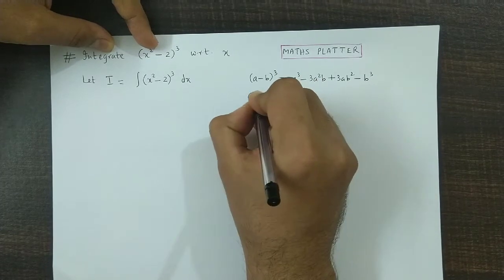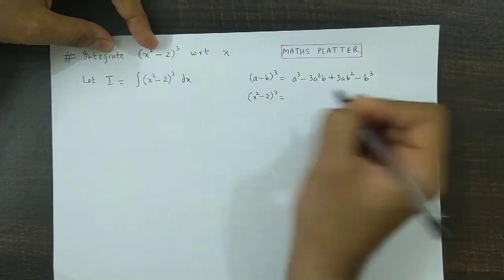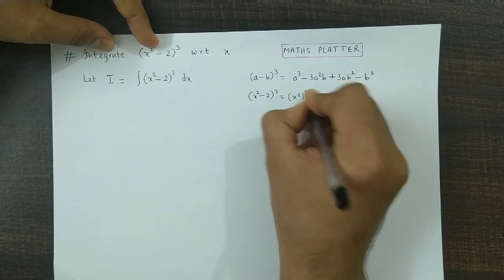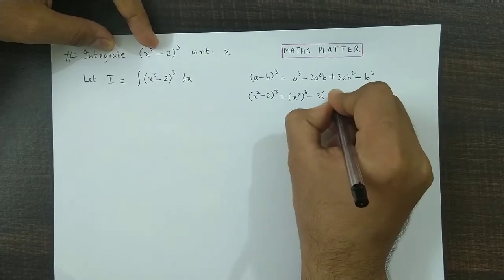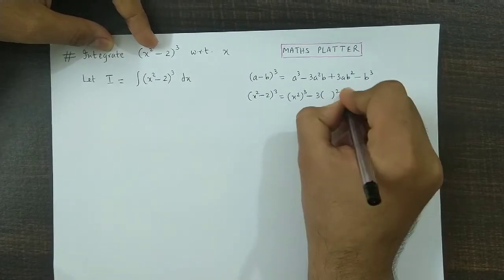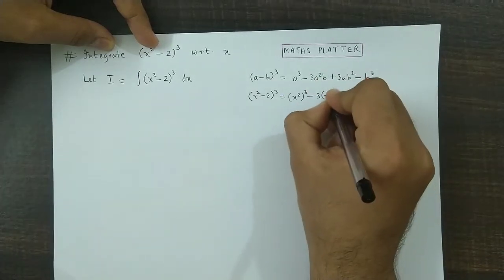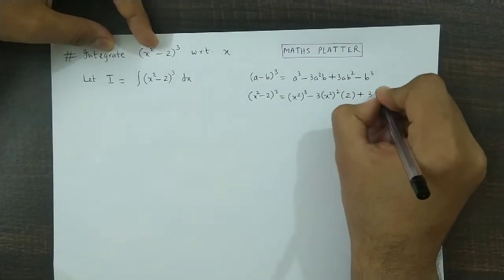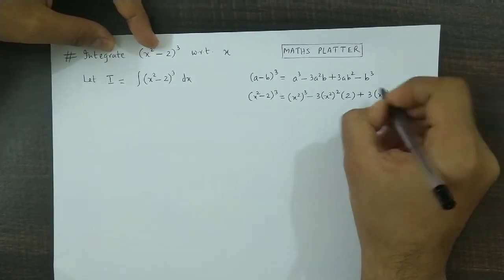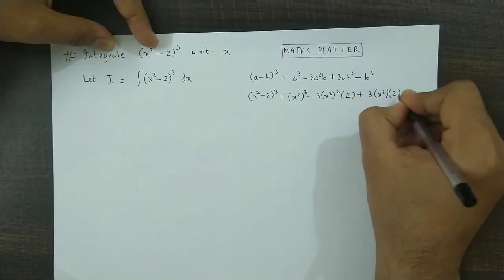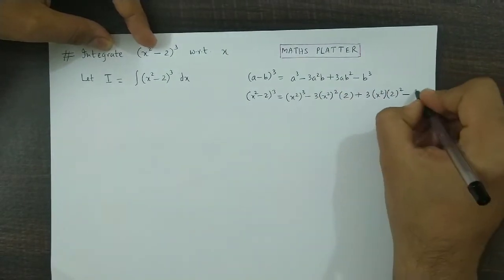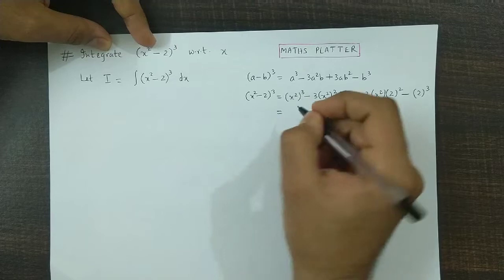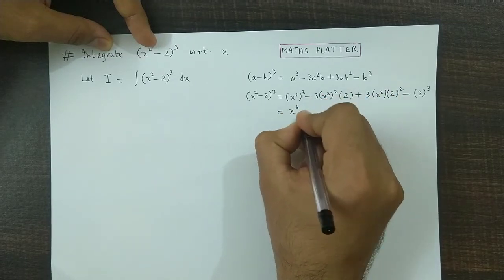x square minus 2 the whole cube. So this would be a cube, that is x square the whole cube, minus 3a square b. Now a square, that is x square square, into b, which is 2, plus 3 into a, that is x square, into b square, that is 2 square, minus b cube, that is minus 2 cube. So if we simplify this, we obtain x raised to 6.